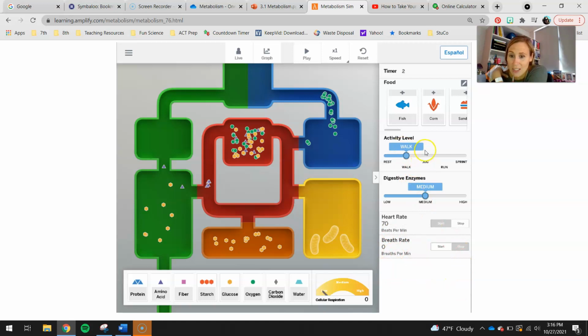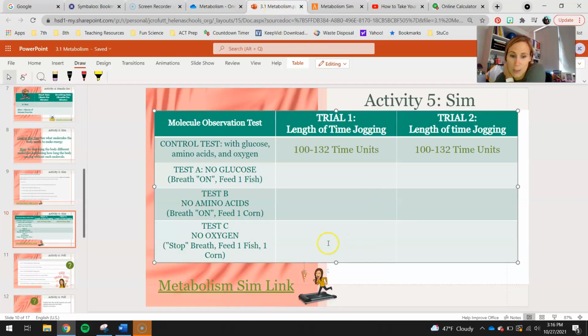You're going to change your activity level to jog. You're going to hit play. You probably don't even need to speed it up. Watch your graph view and see what happens. Okay, you will do that twice and figure out how long this guy can jog for holding his breath. Okay, record that time, and then once you have that done, we'll move on to activity 6.